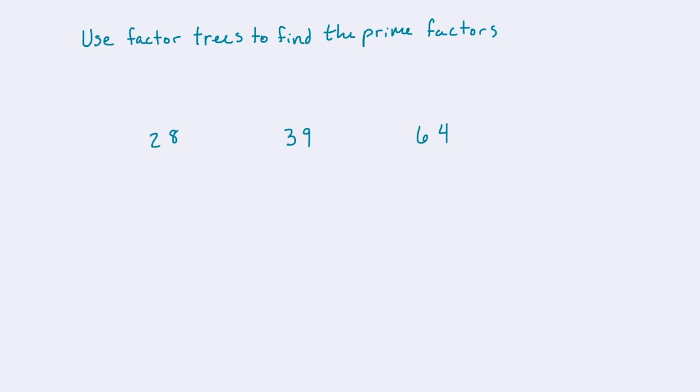Your factor trees should look something like this. If you divided them a little bit differently, that's okay. As long as the final prime factors are the same, that means that you've done it right.